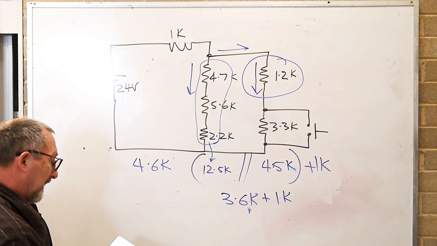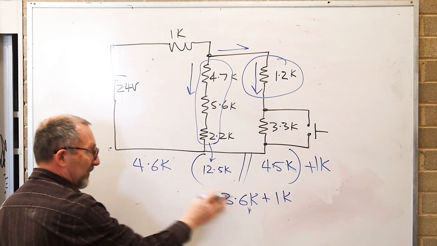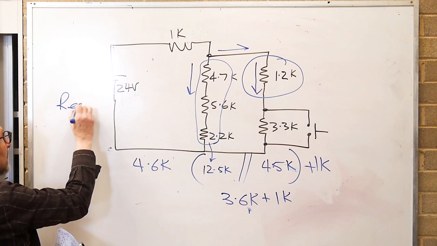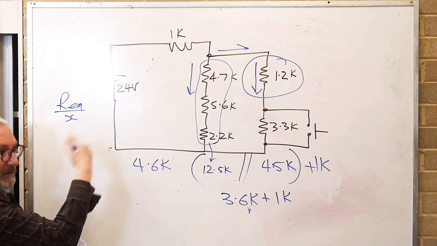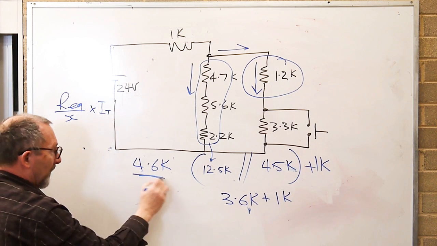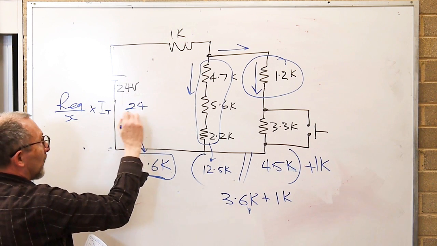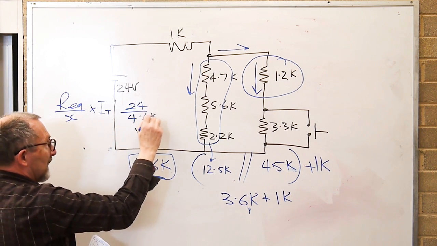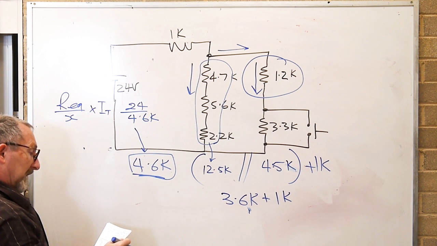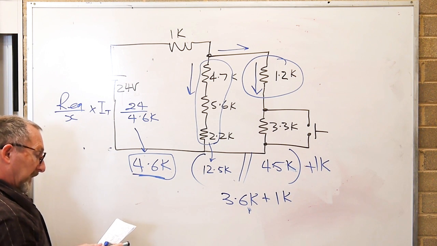So what we can do then, we've got the REQ of 3.6K. Again, it's going to be REQ over the resistance in question times IT. We need to find IT. IT is going to be using this 24 divided by 4.6K. And I think I worked out that was, oh, maybe I didn't work it out.